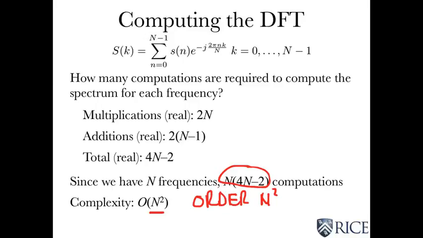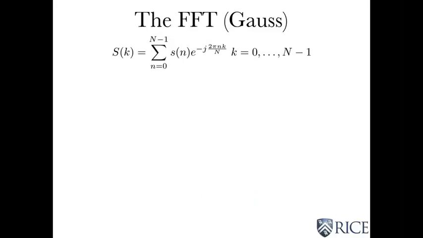Well, not being satisfied with that result, some guy named Gauss, yes, that Gauss, in 1805, figured out a more efficient way, meaning a smaller computational complexity than this formula would first appear.